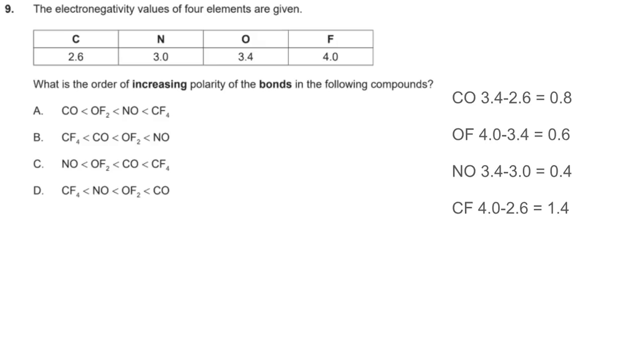Okay, electronegativity values of the elements are given, and they want to know the increasing polarity of the bonds. Remember, polarity is all based off a difference in electronegativity. One atom is going to be hogging the electrons more because it has a greater attraction. So you just take each of the compounds and you subtract their electronegativities and see which one has the greatest difference in electronegativity. And so carbon and oxygen, oxygen and fluorine, nitrogen and oxygen, carbon, fluorine, and so the answer was C.